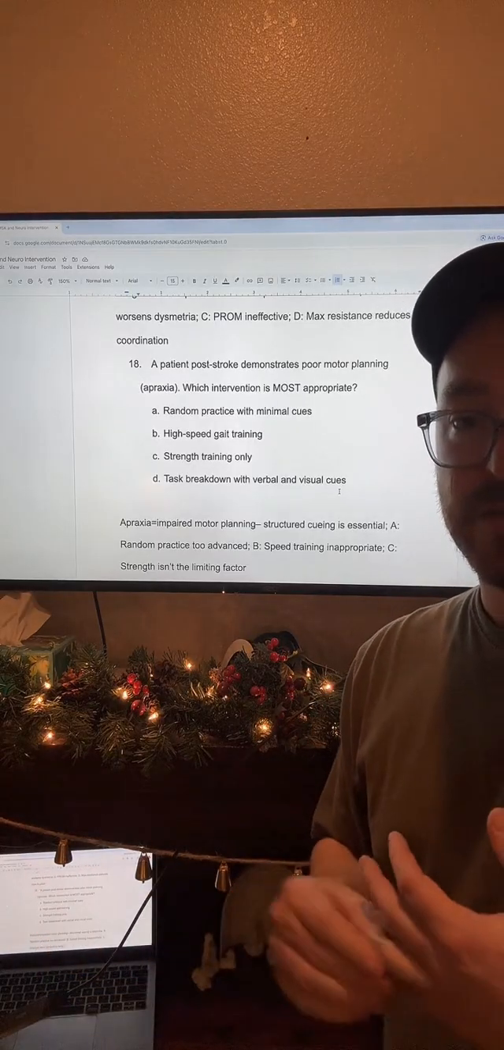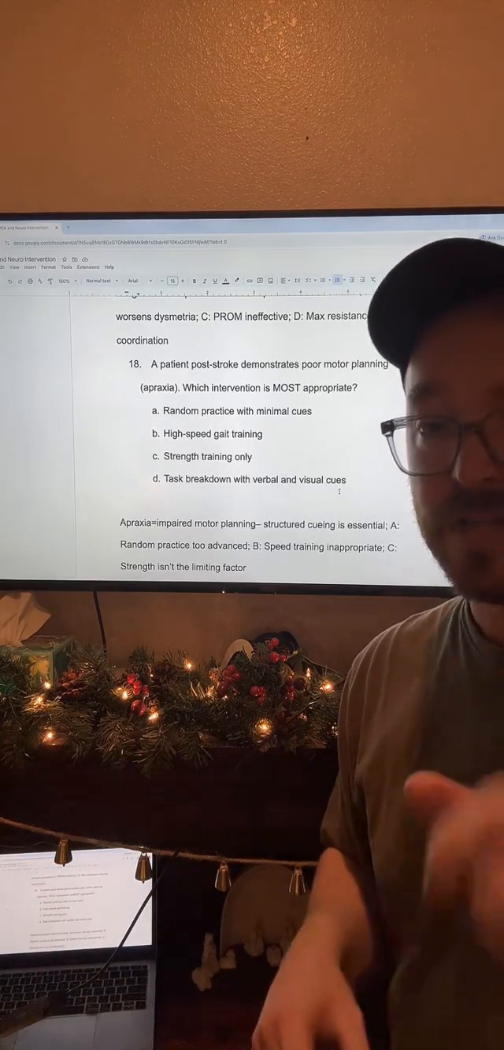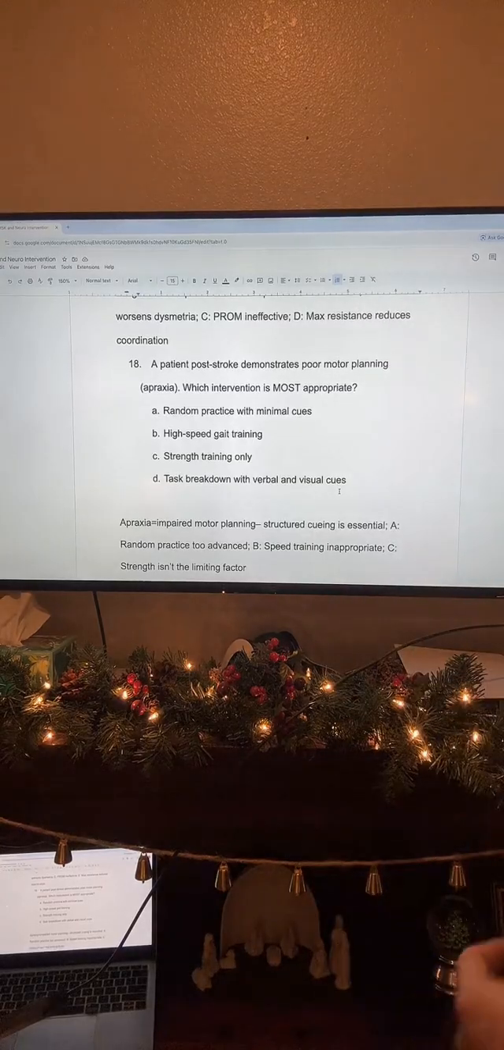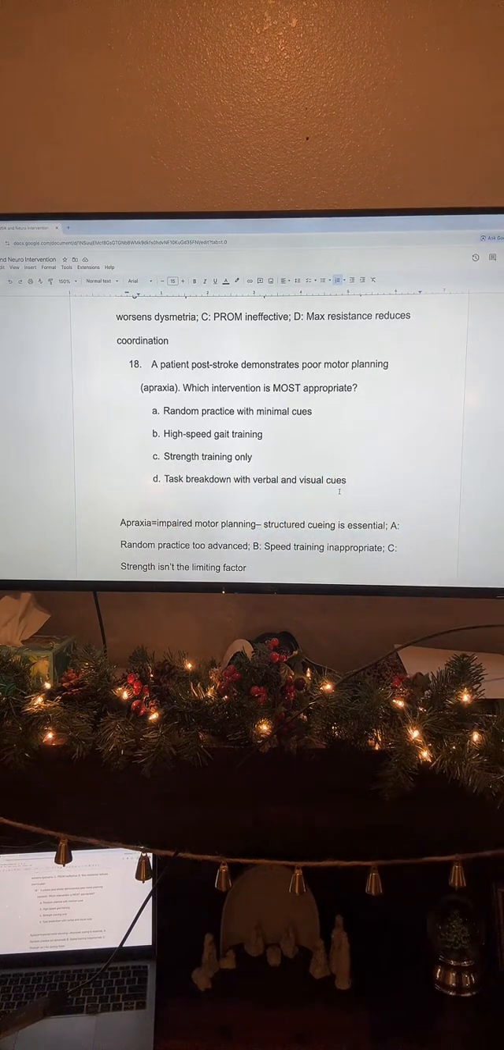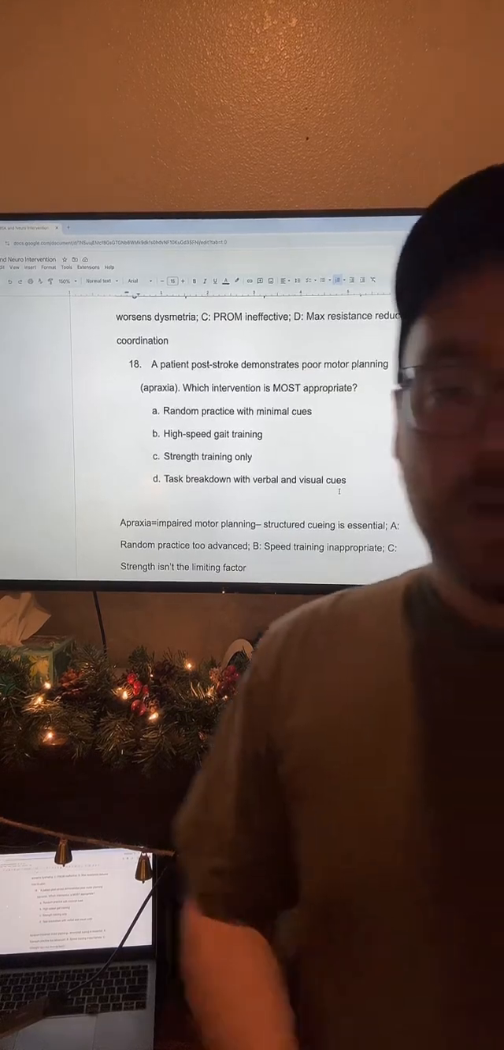Is it true that 6 months is the golden time for stroke recovery? I'll talk about that here in just a second. C, strength isn't the limiting factor, so that's why C is not right. Strength isn't an issue of their apraxia, it's motor planning that is the problem.